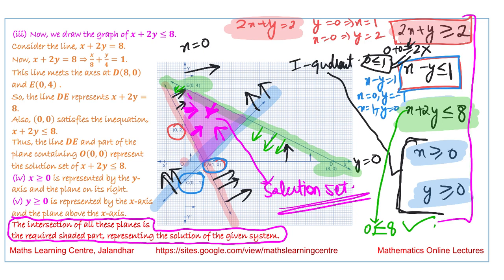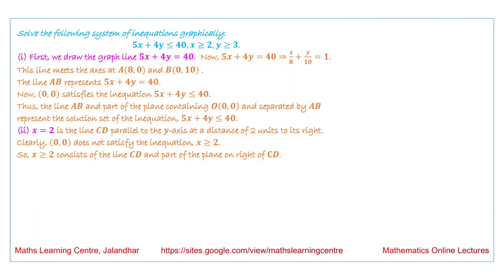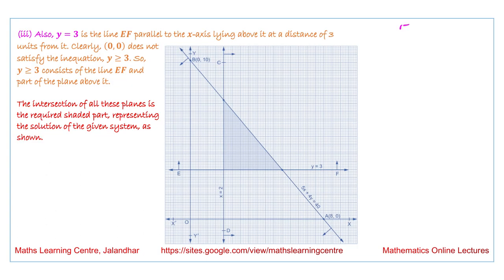That represents the solution set. The next system that is given to us is 5x + 4y ≤ 40, x ≥ 2, y ≤ 3. Again, corresponding to these inequations, we first plot the lines by taking the equality sign. So the first equation we have is 5x + 4y = 40.